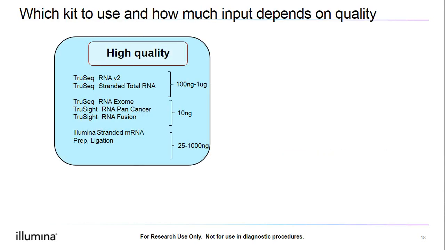As I mentioned earlier, the RNA input quality will dictate which kit we can use. In addition, it will also dictate how much input we would need. If we have high quality input, we can use 100 nanograms to 1 microgram for our TruSeq mRNA and TruSeq Stranded total RNA kit, 10 nanograms for enrichment kits such as TruSeq RNA Exome, pan-cancer and RNA Fusion, or 25 to 1,000 nanograms for our Illumina Stranded mRNA Prep Ligation kit. As you can see in this slide, our newer Illumina Stranded kits accommodate a lower input amount.